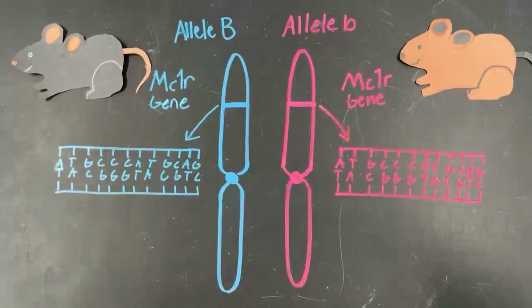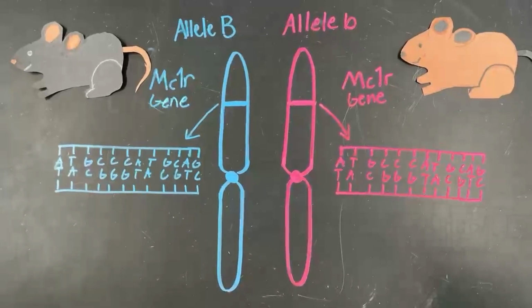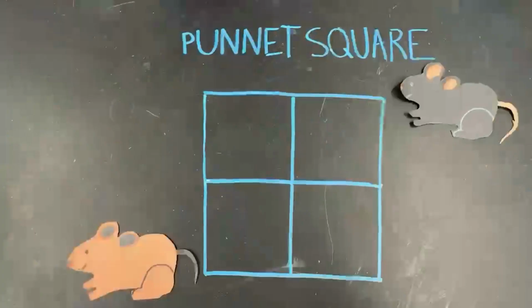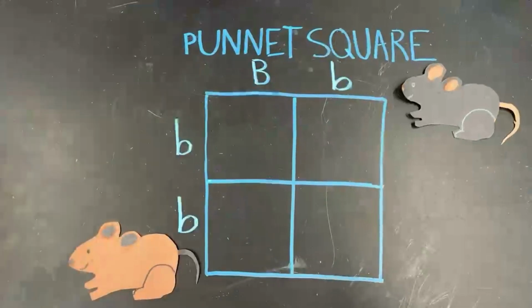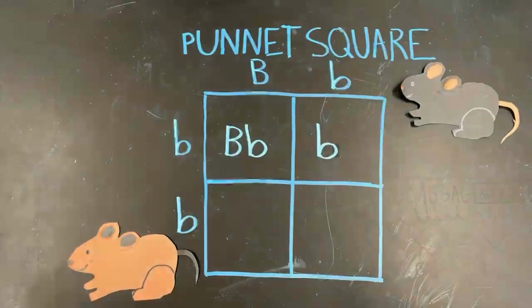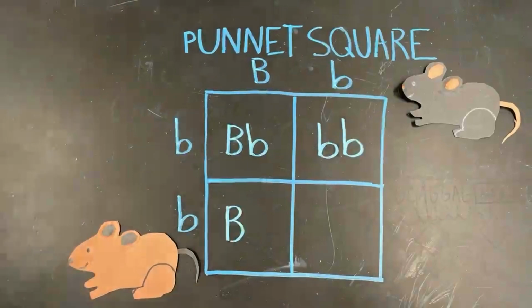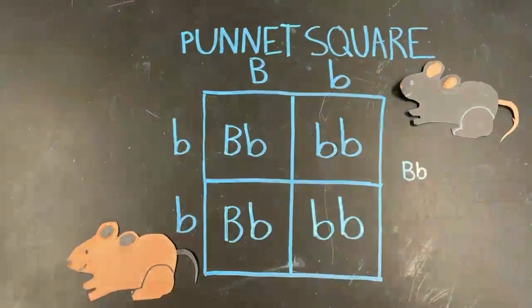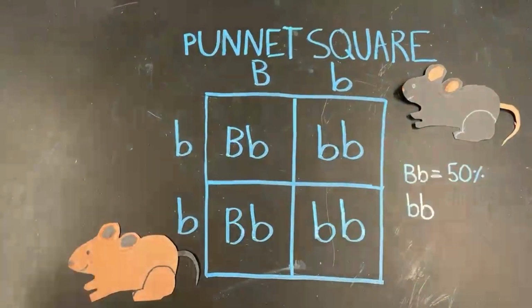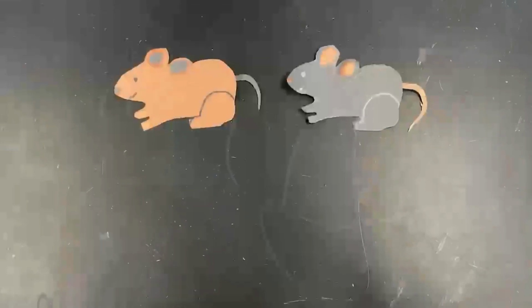For each trait, an individual inherits two alleles, one from each parent. How do people know which alleles each offspring will receive? Reginald Punnett was an English geneticist who developed the Punnett square. The Punnett square is a tool to help predict the probability of genotypes of offspring given a cross between two parents using Mendel's law of segregation.